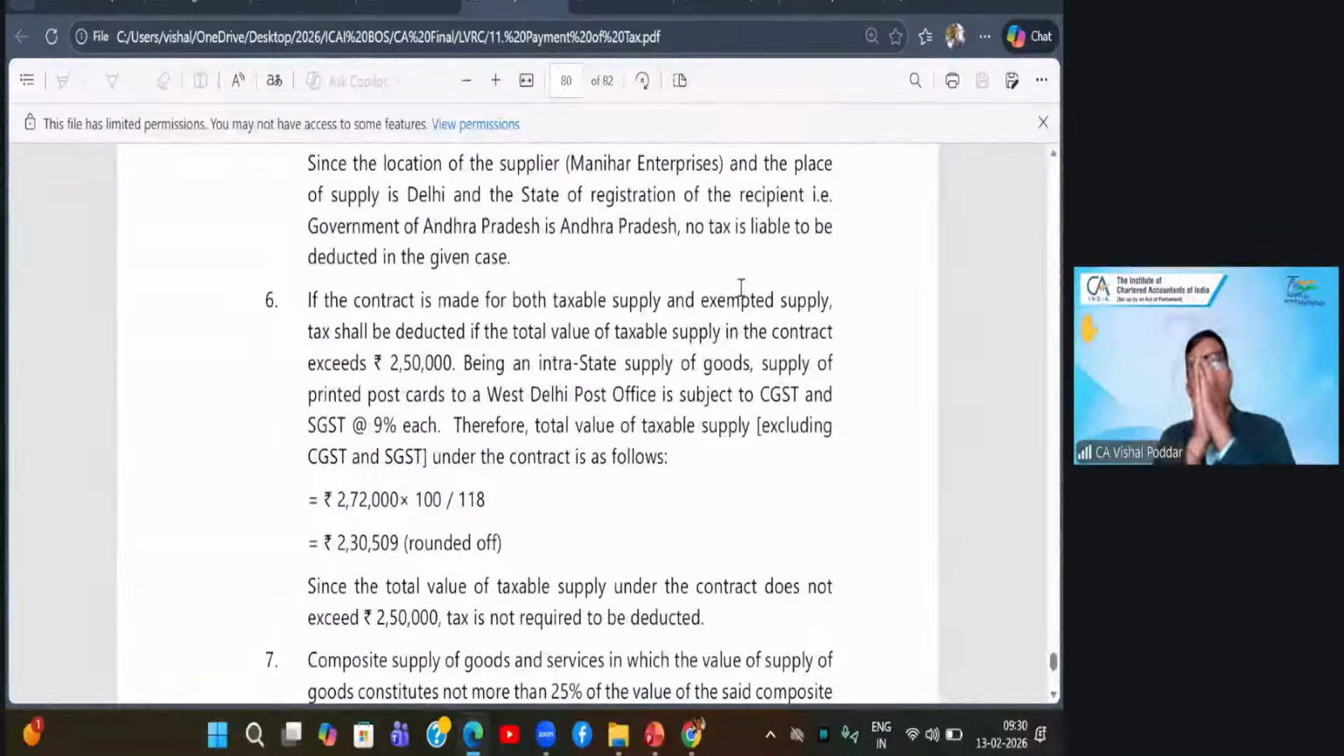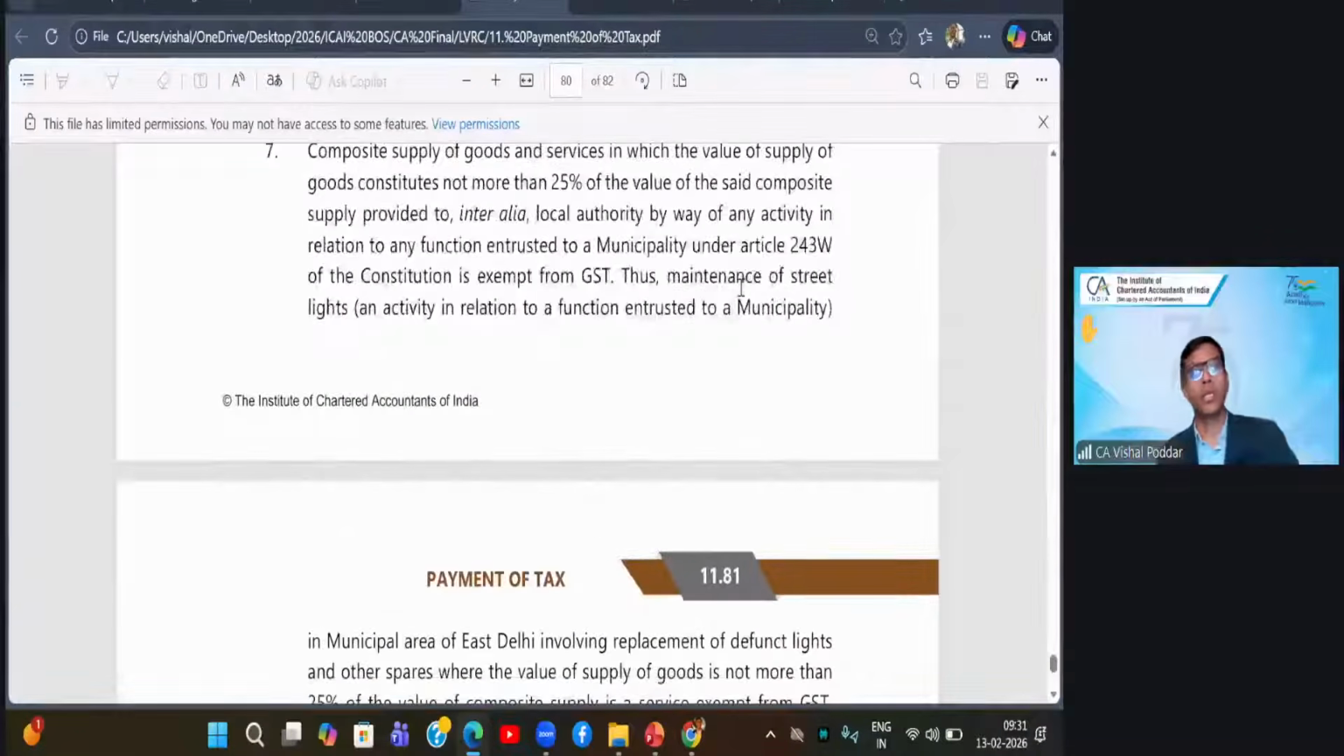If the contract is made for both taxable supply and exempted supply, tax shall be deducted if the total value of taxable supply in the contract exceeds 2,50,000. Being an intrastate supply of goods, supply of printed postcards to a West Delhi post office is subject to CGST and SGST at 9% each. Therefore, total value of taxable supply excluding CGST and SGST under the contract is as follows. Logically, this applies even in income tax, where TDS is to be deducted only on taxable incomes, not on exempt income. Similarly, here TDS has to be deducted only on taxable supplies, because on exempt supplies no tax liability will come, so why would TDS come? On that logic, since the net taxable value is below 2.5 lakhs, TDS will not apply in this case. Next.